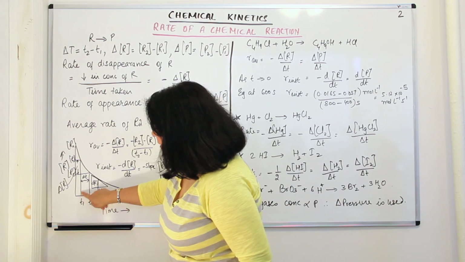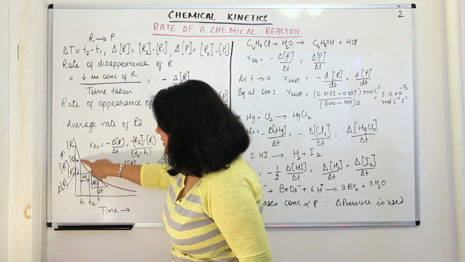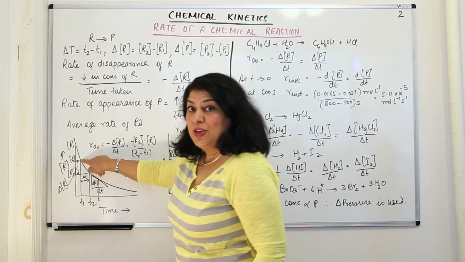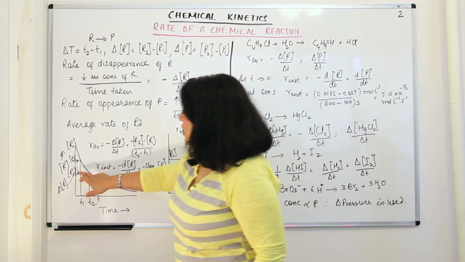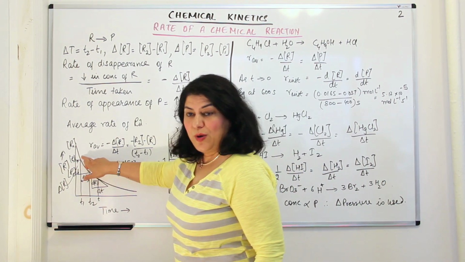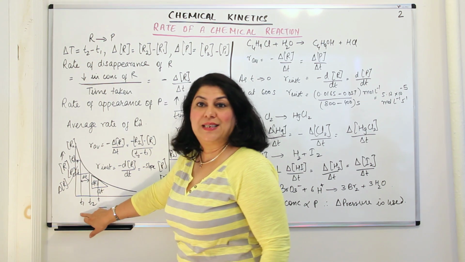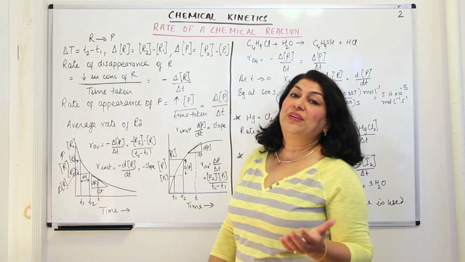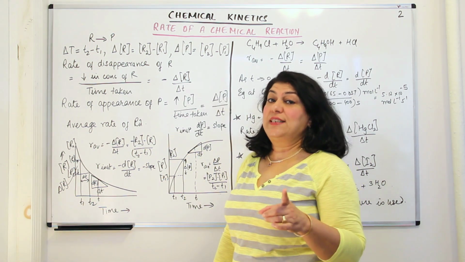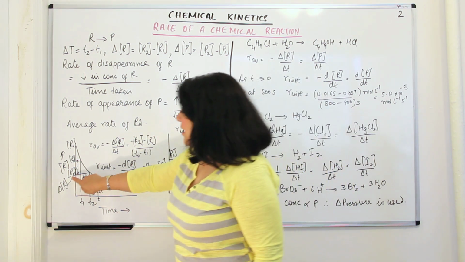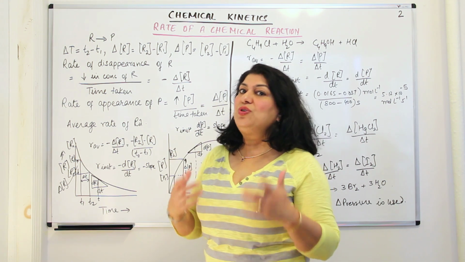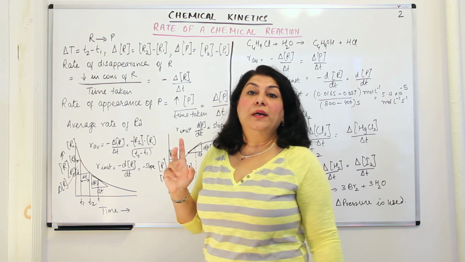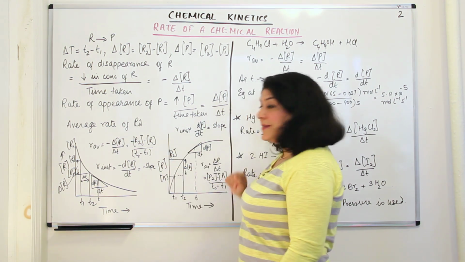And at T1, the concentration is corresponding to it. See, the concentration is higher. So, because the concentration of the reactant was decreasing, R2 minus R1 upon T2 minus T1 will give you the rate of the reaction in terms of reactant. But since R2 is smaller than R1, you cannot have a negative value, you will have to use a negative sign for the rate.